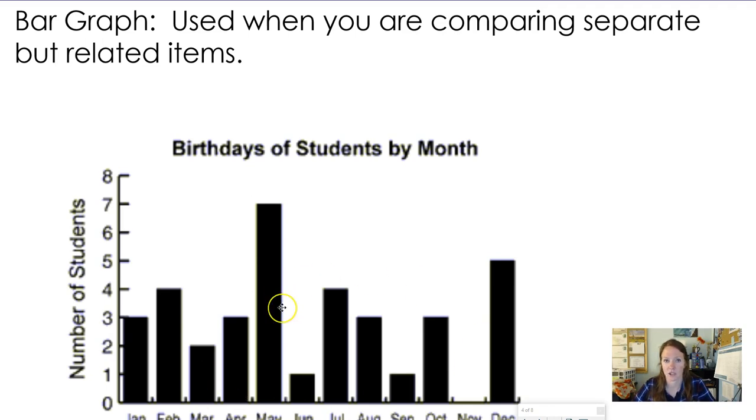So if we counted all the students in the 8th grade and we tallied up who was born when, we plotted it on a graph, we would show this. The data is separate. They're not connected, but they're related in that we want to compare the different months with each other for how many students were born in each month. So a bar graph is used then.